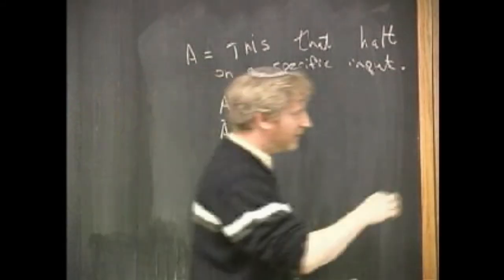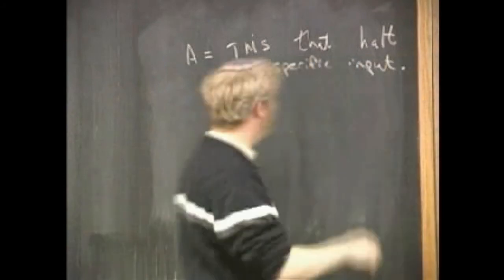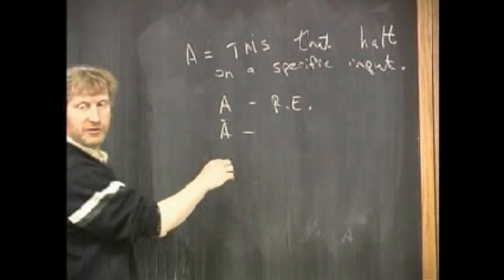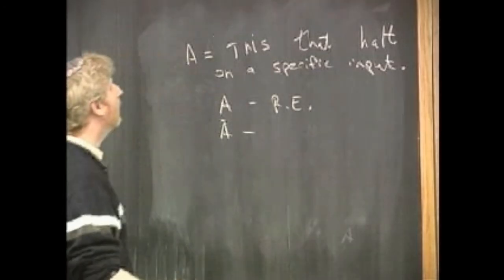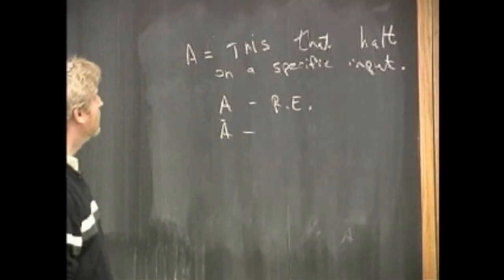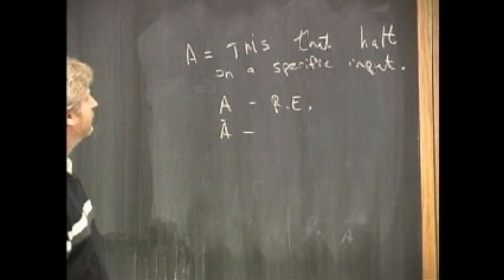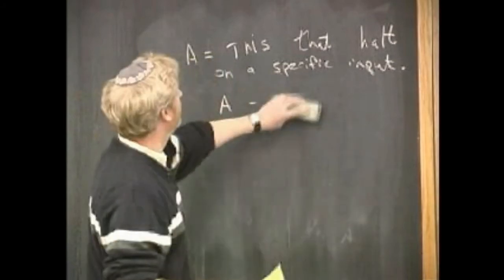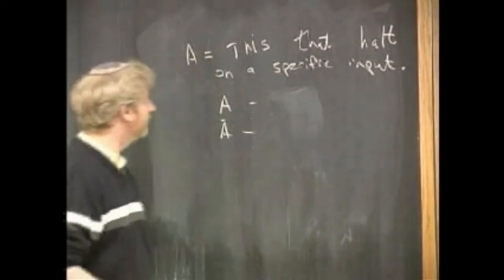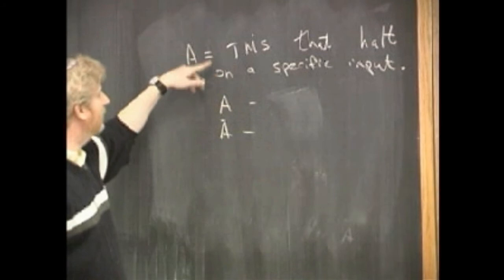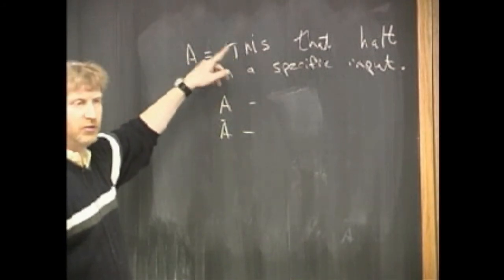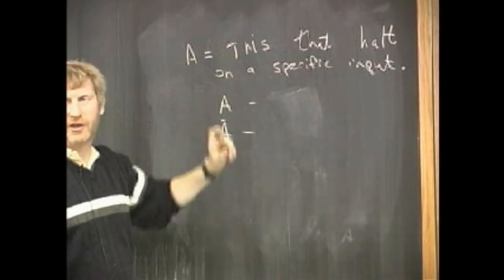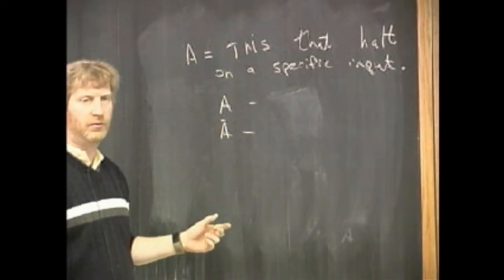Not decidable. You mean recursively enumerable? Yeah. So A is recursively enumerable. Why, Joe? No, not recursively enumerable? You think it is? Well, what do you think? We got a vote here. If you think it is, give me a way you would do it. How would you recognize strings that represent Turing machines and inputs where the Turing machine stops on that input? What would you do?